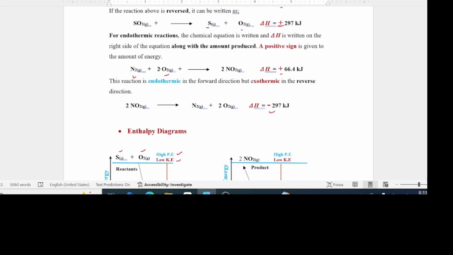This other reaction here again demonstrates an endothermic change. Again, the delta H has a positive sign there. If we reverse this now, like we've spoken before, make this the reactants and make these your products, then what's going to happen? This sign here must be reversed. There's a little mistake here. This should have been negative 66.4 kilojoules. Sorry about that.